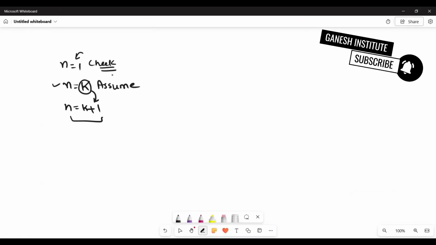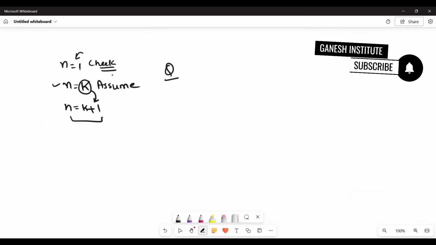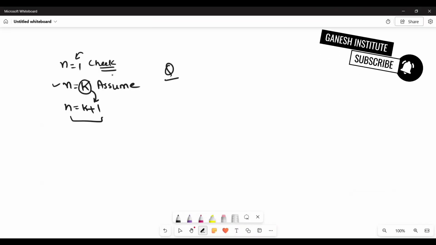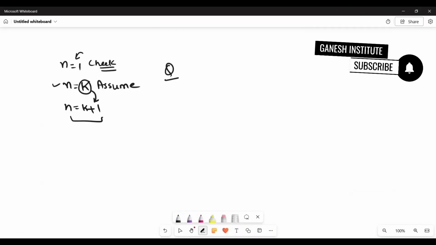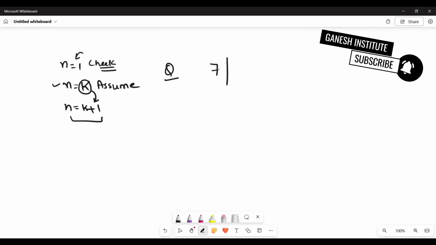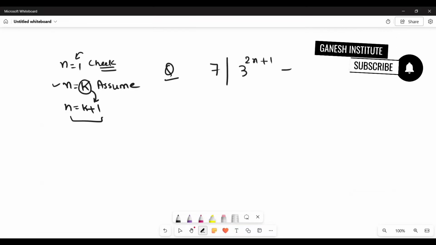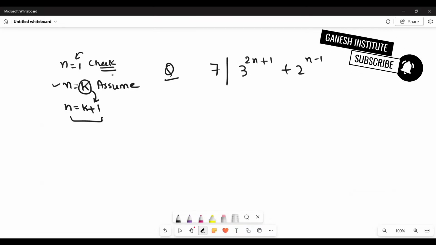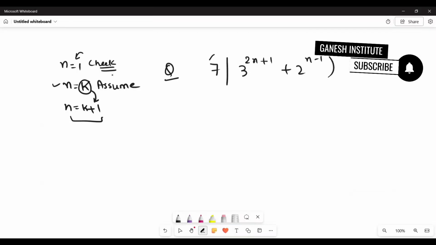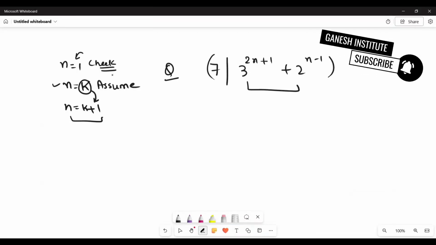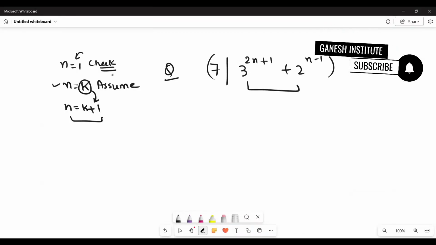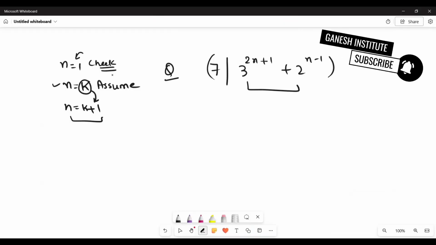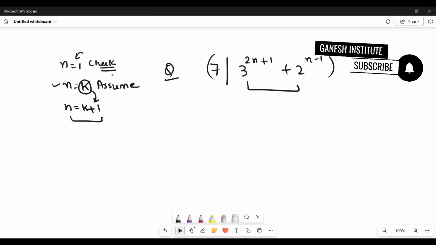So, for instance, the first question, exercise 2, which you have given to me: 7 divides 3 raised to power 2n plus 1 plus 2 raised to power n minus 1. That is, this part is divisible by 7. This you have to prove, right? So, how would I do that?